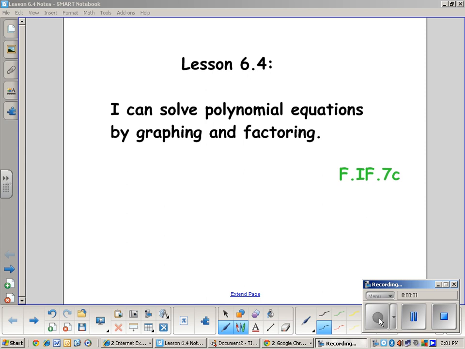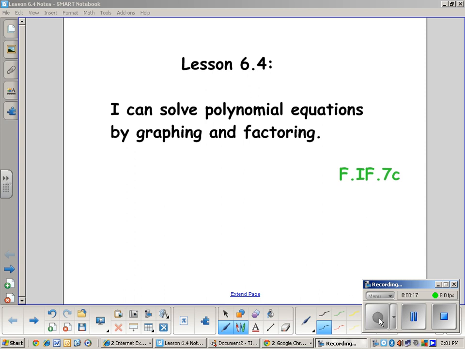Before we get into solving by factoring, let's wrap up what we did yesterday a little bit. Okay? And we are going to record, so please speak loud. We put together two different groups.